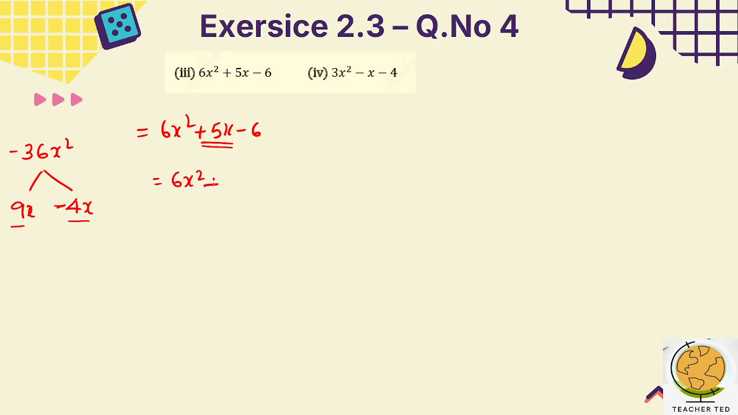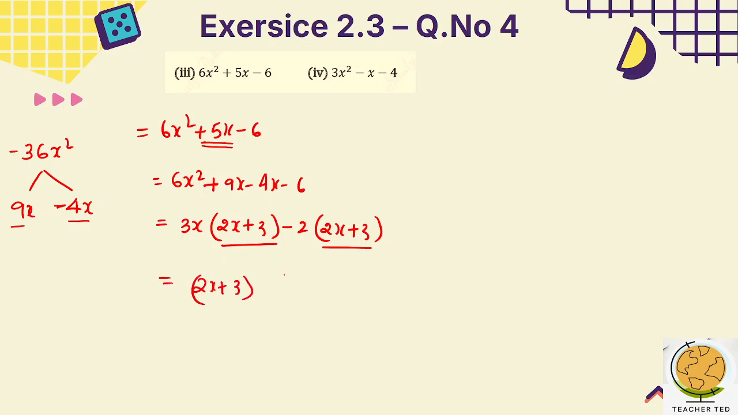6x square plus 9x minus 4x minus 6. Here you take 3x as common. It becomes 3x into 2x is 6x square, plus 3, 3x into 3 is 9x. Minus 2 common, again it becomes 2x plus 3. See, my intention is to have the same factors in both cases. So minus 2 into 2x is minus 4x, minus 2 into plus 3 is minus 6. So 2x plus 3 take outside, and the remaining thing is 3x minus 2. So these are the factors, which are the answers for this question.